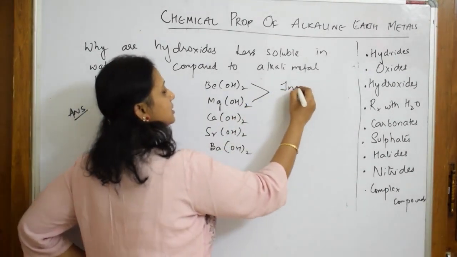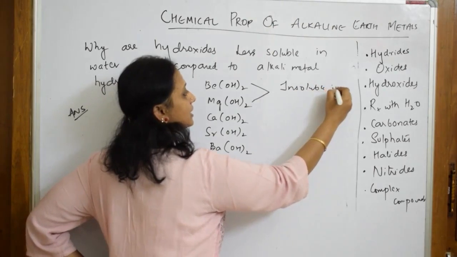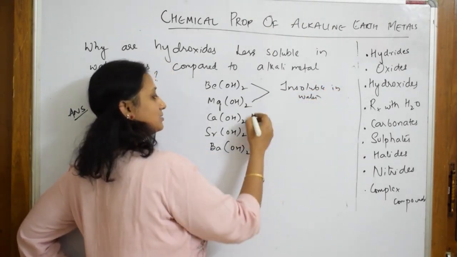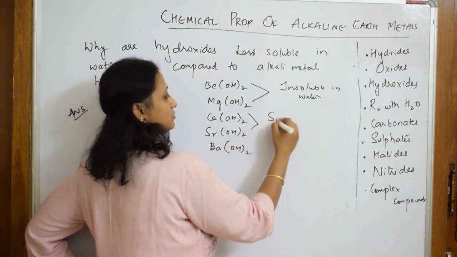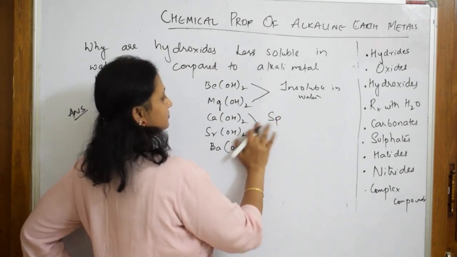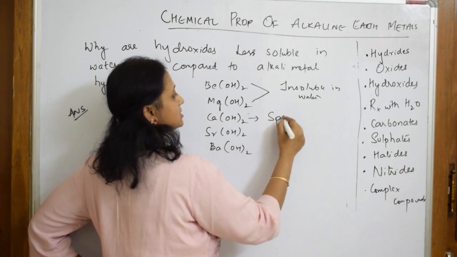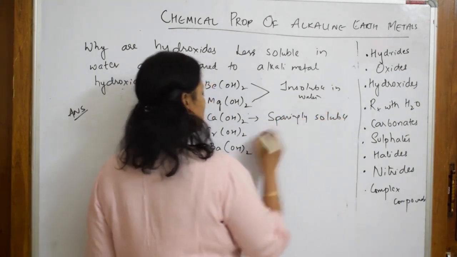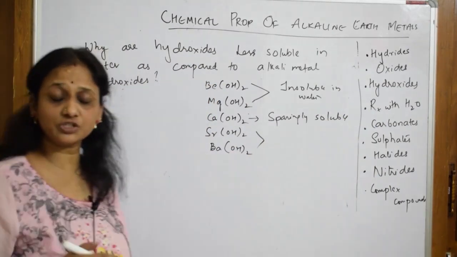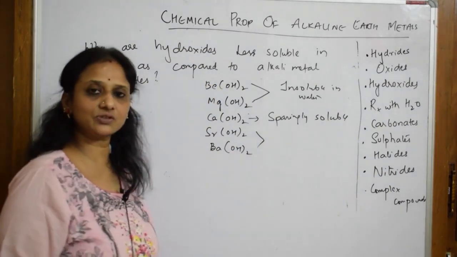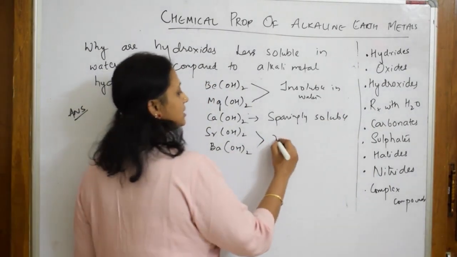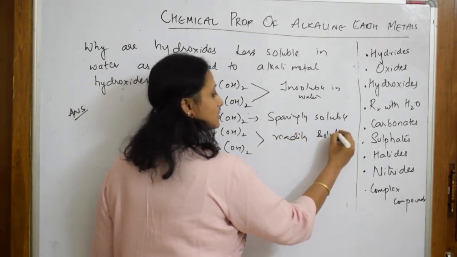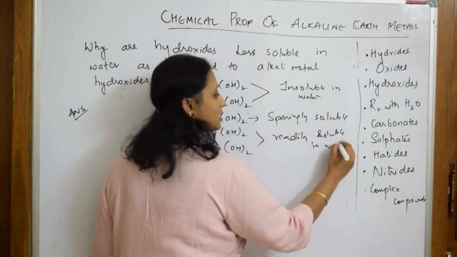Now beryllium hydroxide and magnesium hydroxide are insoluble in water, right? Calcium hydroxide is sparingly soluble in water. And barium hydroxide and strontium hydroxide are readily soluble in water, as soon as you dissolve them in water. So with this condition, what can I conclude?